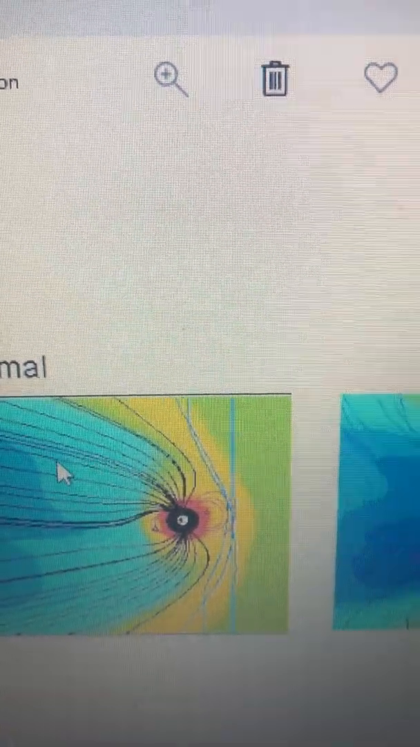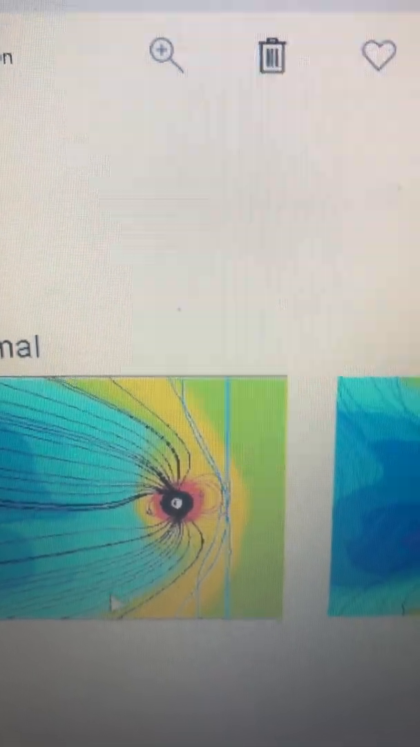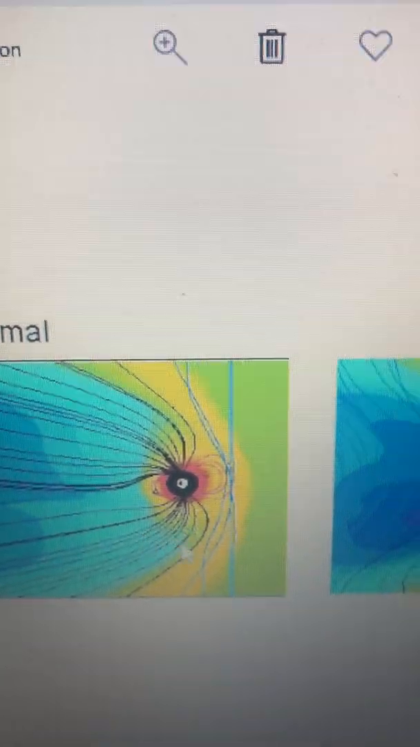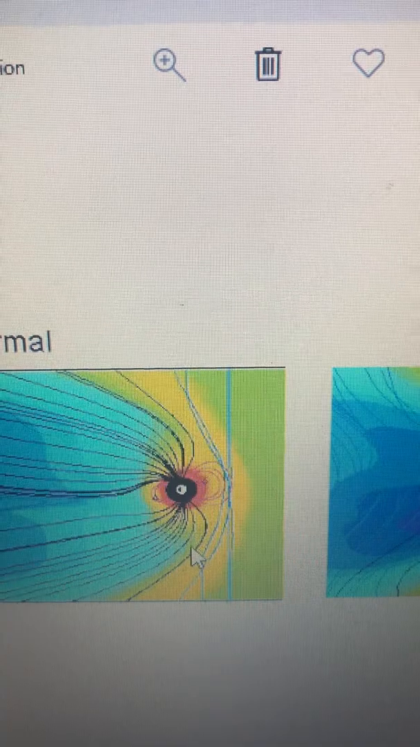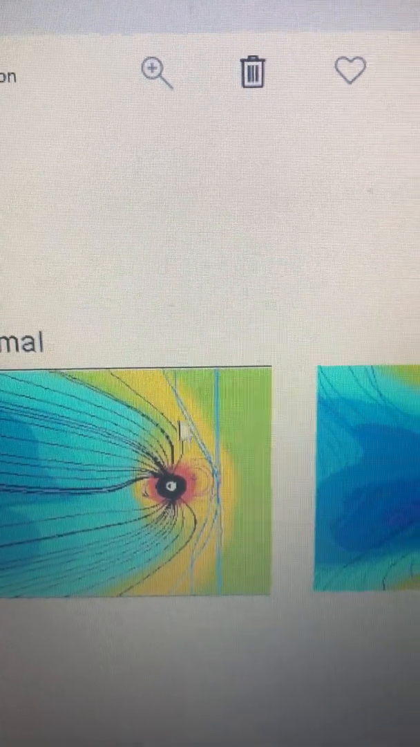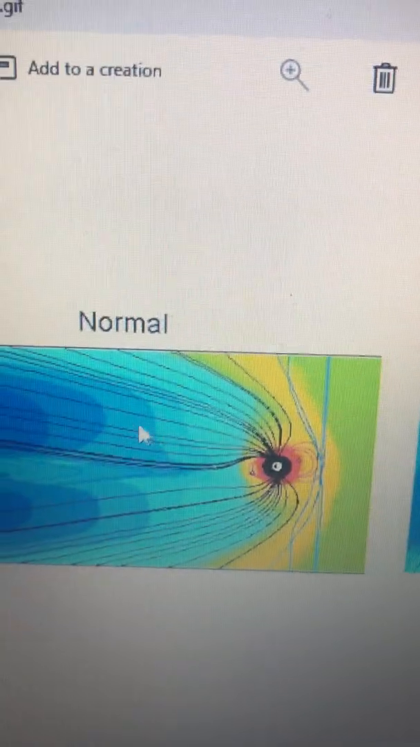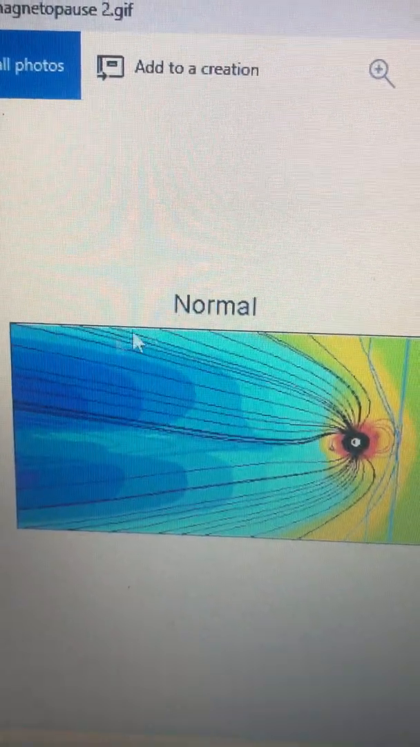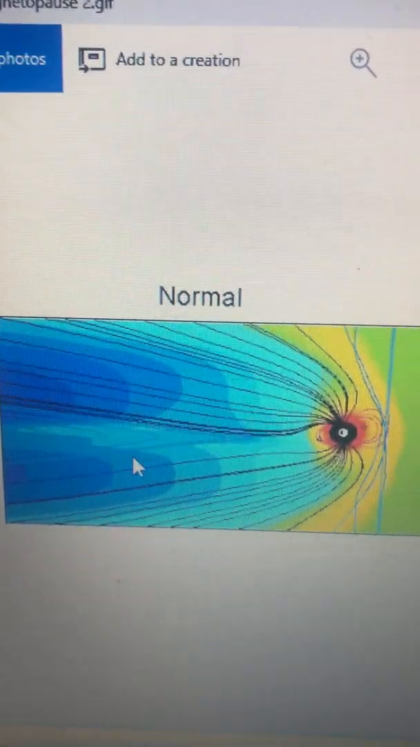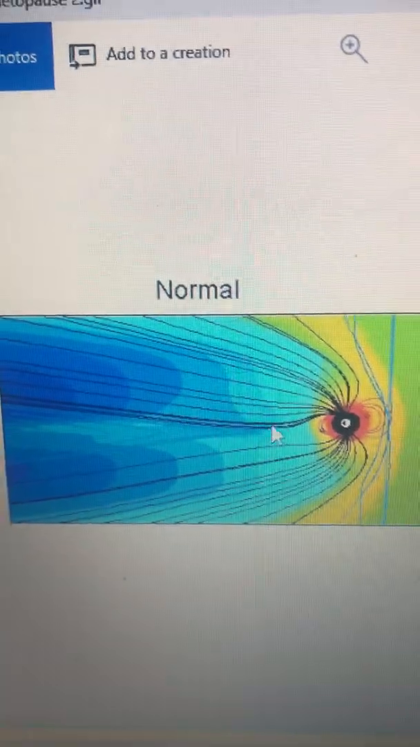These lines here, coming out here, top and bottom, that's our magnetic field lines, okay? This bit here is our magnetopause, the outermost layer, this bit here, magnetopause, and this is our magnetotail. This whole section here is our magnetotail, okay? Right, this is what they class as normal, which it is.